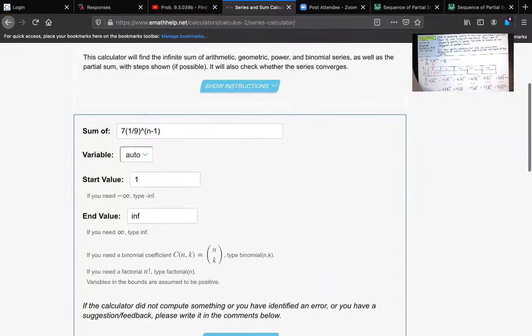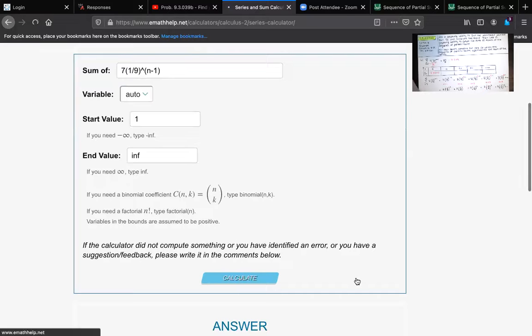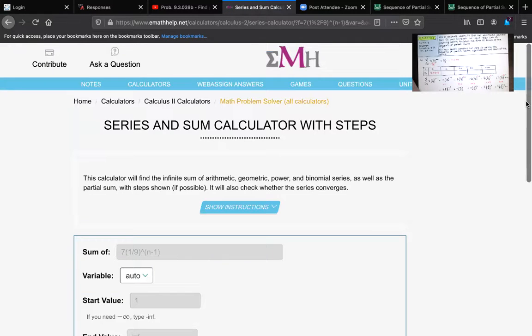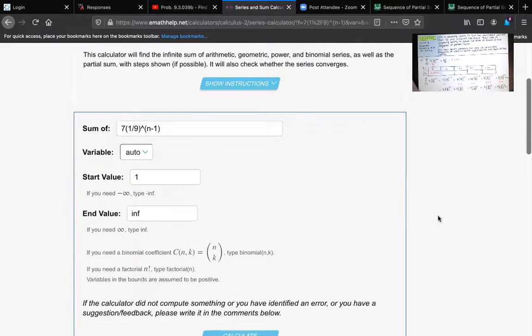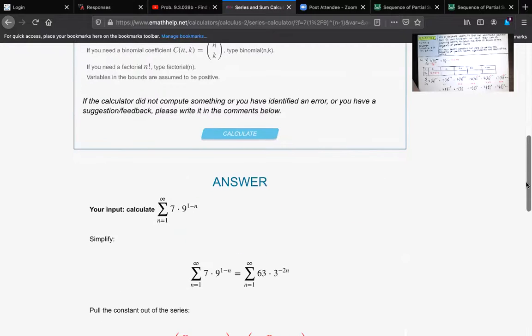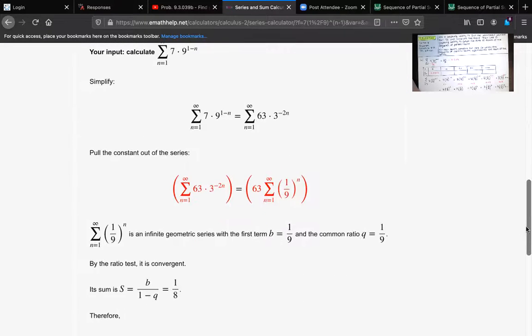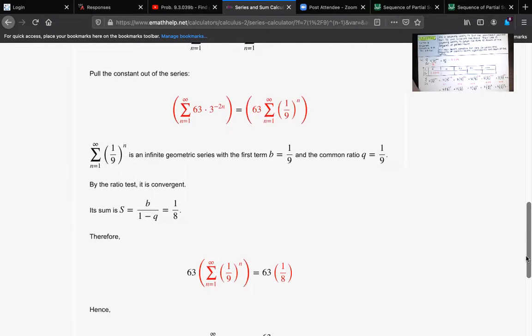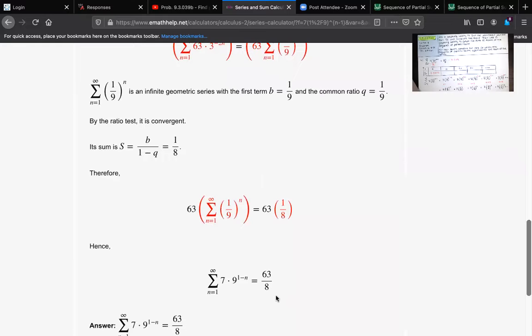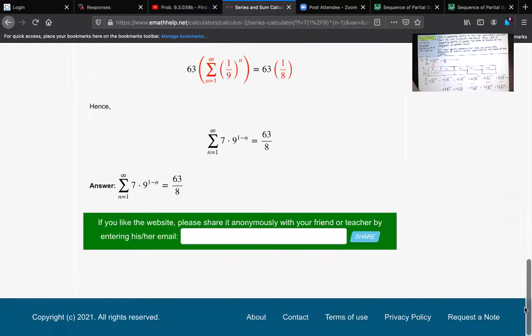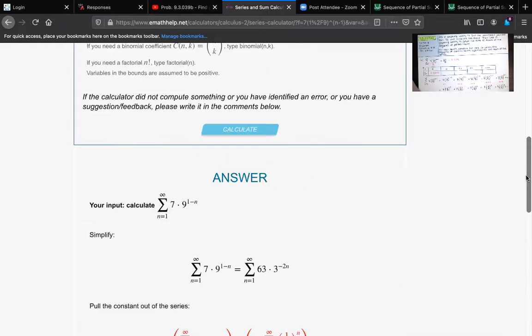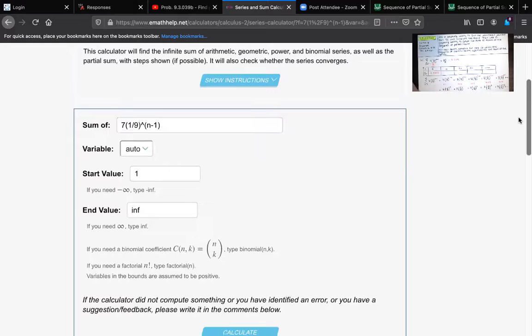Let's see if that's what they give us. So click calculate. Infinitely many terms. We're going from 1 to infinity. Yep, and that's exactly what they get, 63/8. Now, for partial sums, we don't want to go from 1 to infinity. We just want to go from 1 to some particular value.